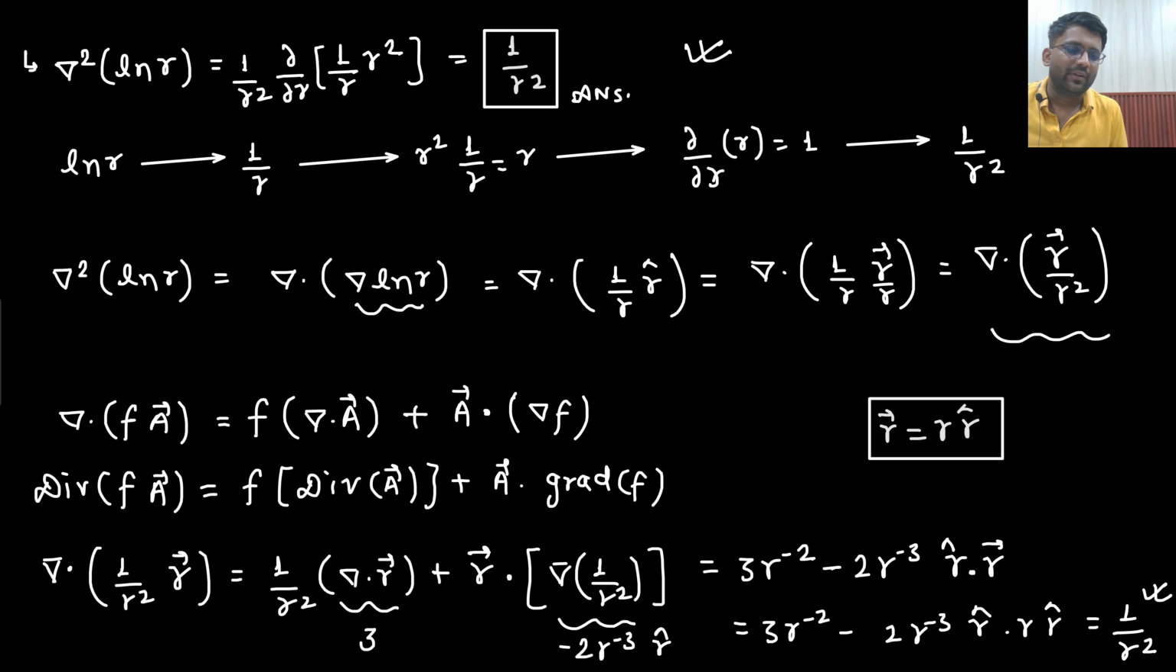Now del square r to the power n. This you try to calculate on your own. Del square r to the power n. You try to get this answer on your own. What is the process? You already know, that first you differentiate, then multiply with r square, then again you differentiate, then divide by r square.